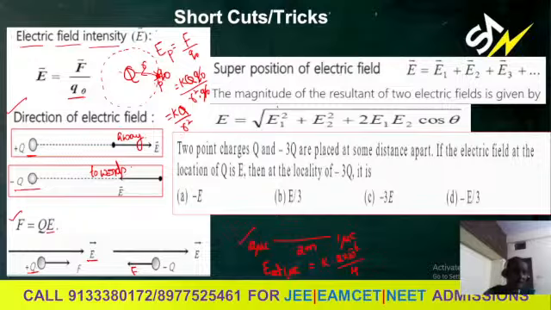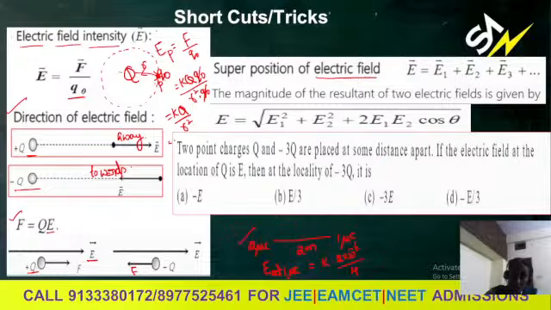Similarly, same as how we calculated net force, here also, using the superposition theorem, the net electric field will be E1 plus E2 plus E3 and so on. If there is an angle between the two electric fields, it is the square root of E1 square plus E2 square plus 2 E1 E2 cos theta.